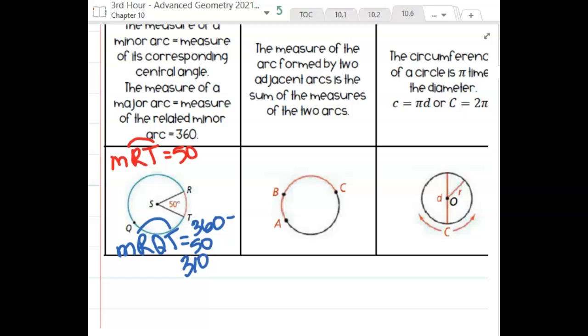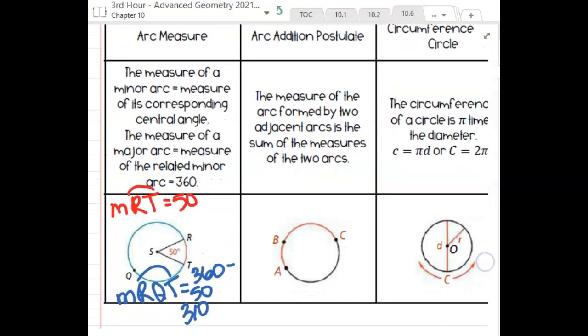So sometimes when we're finding the measure of a major arc, we're going to do that. But other times, to find the measure of a major arc, we might be taking 2 other arcs and adding them together. We can do that because of the arc addition postulate, which should sound kind of familiar because we've talked about the segment addition postulate, where this segment plus this segment equals the whole segment, or the angle addition postulate, where this angle plus this angle equals the big angle. You do the same thing with the arc.